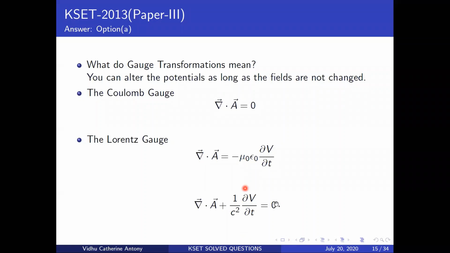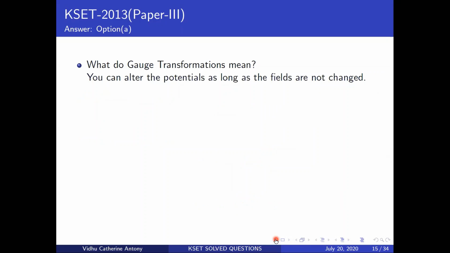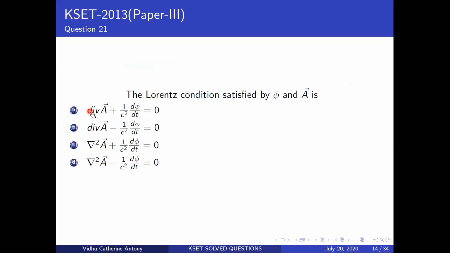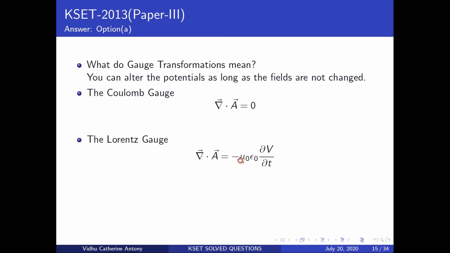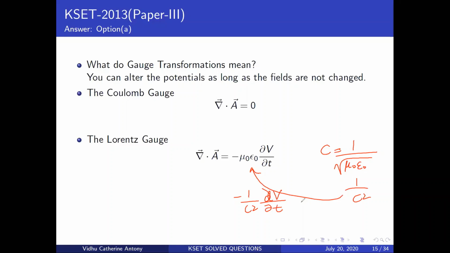So let's look at this. This is how you can write your Lorentz gauge. Take this to the other side, so you end up getting option A. That's what's given to you in the question. You have a divergence of A, and then you have 1 divided by c squared d phi by dt. I think in Griffiths it's given like this. You all know that your c is basically 1 divided by root of mu naught epsilon naught. So if I take 1 divided by c squared and substitute it here, I get 1 divided by c squared dou V divided by dou t. This is what I'm going to be getting.